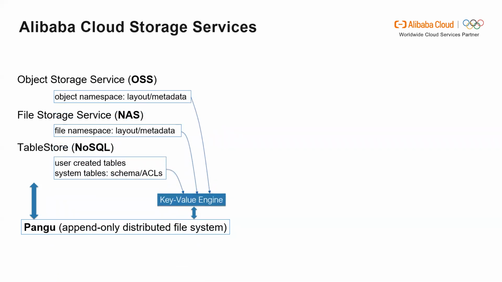For example, OSS uses the key value engine to store the mapping from object namespace to its layout and metadata. NAS uses the key value engine to store the mapping from file namespace to its layout and metadata. Table Store uses the key value engine to store user-created tables and system tables for schemas and ACLs. The key value engine itself sits on top of Pangu.